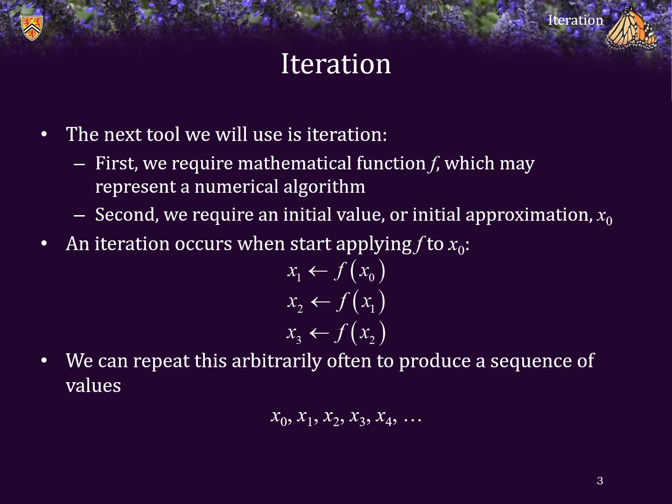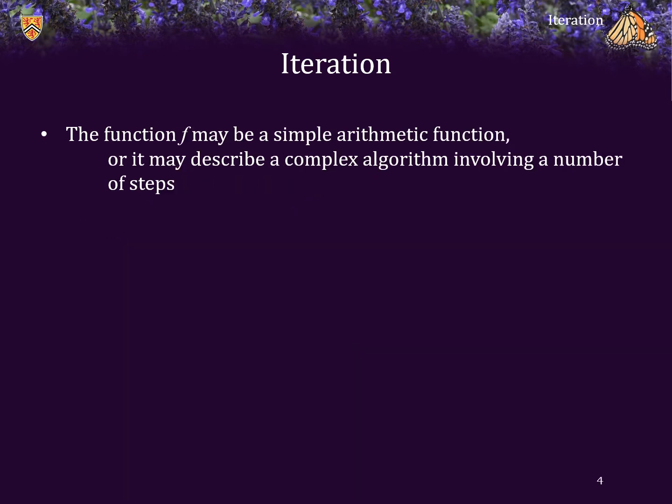If we repeat this arbitrarily often, this is going to produce a sequence of as many values as we either want or require. Now, of course, the significance of any such sequence depends both on f and the initial value. Now, the function f may be a simple arithmetic function. On the other hand, it can also be a very complex algorithm involving a number of steps, especially if, for example, we are describing a function f mapping vectors onto vectors. However, here we're going to start with a very simple function. Here, f at x is simply defined as mapping x onto x squared.